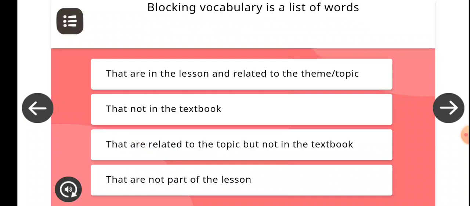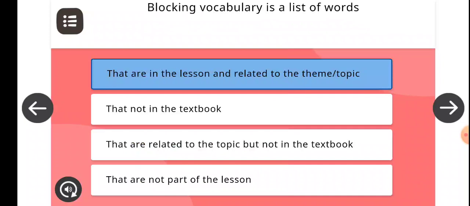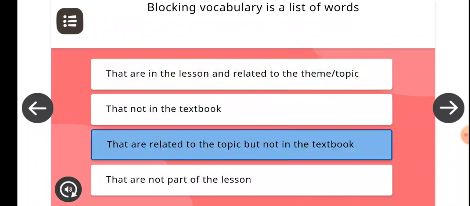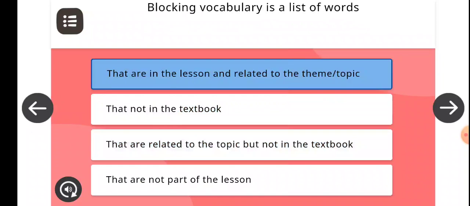So what is the exact meaning of it? Let's check the answers. That are in the lesson and related to the theme or topic, or that are not in the textbook. They are not in the textbook. Is it the right answer? That are related to the topic but not in the textbook. Those vocabulary is related to the topic but they are not presented in the textbook. Is it the right answer? Or that are not part of the lesson. I mean, that vocabulary doesn't belong to the lesson. What is the right answer?